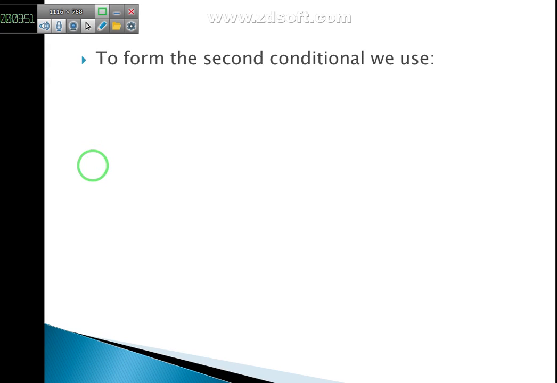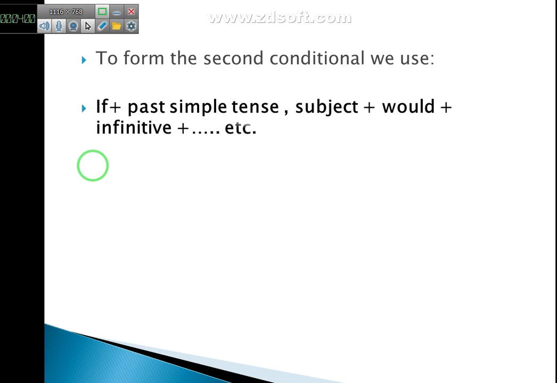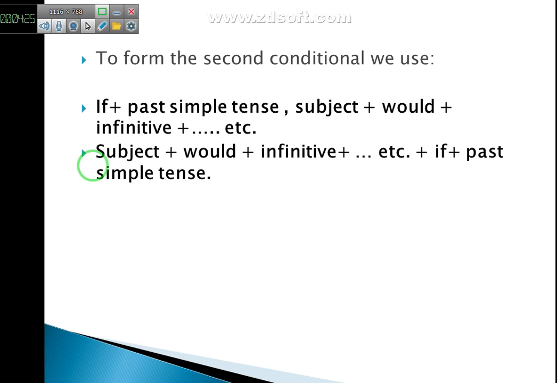Okay, the rule of the conditional sentence: to form the second conditional, we use if first, and the past simple tense. The if condition should be if plus subject plus past simple, then subject plus would plus infinitive. What does infinitive mean? Infinitive means the main verb without ed, without ing, the base form. Or we can change the order, which is subject plus would plus infinitive, then if plus past simple tense.